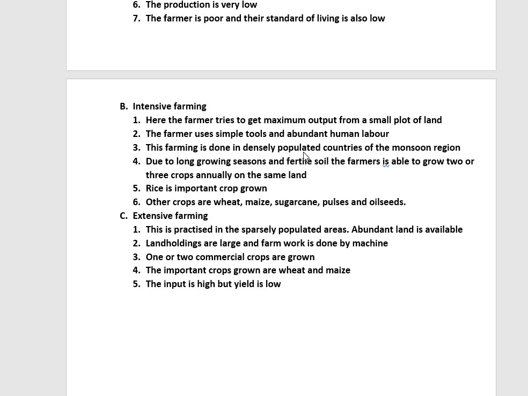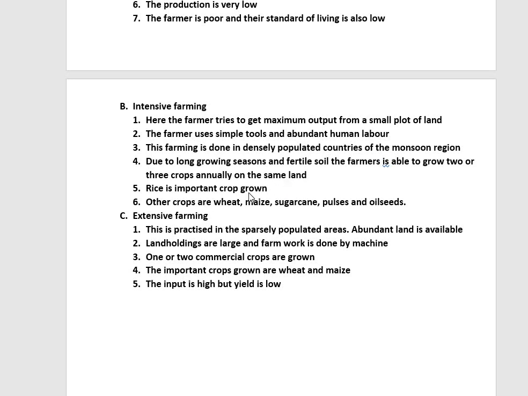This farming is done in densely populated countries of the monsoon region. Due to the long growing season and fertile soil, the farmer is able to grow two or three crops annually on the same land. In intensive farming, because there are more people and it is done mostly in the monsoon time in densely populated countries, they try to grow more than one crop. In one year they try to grow two or three crops on the same land.